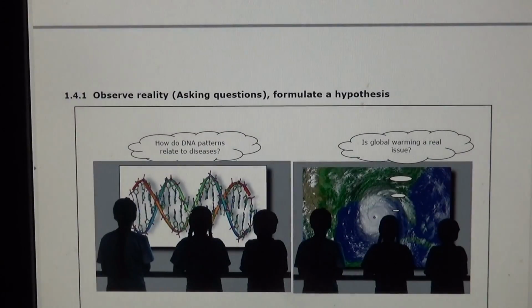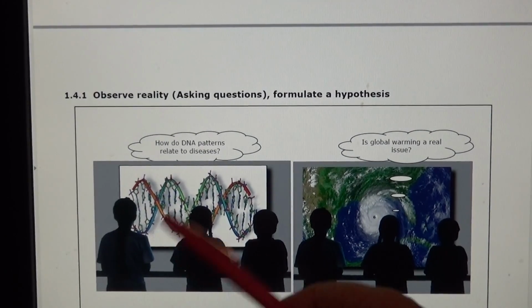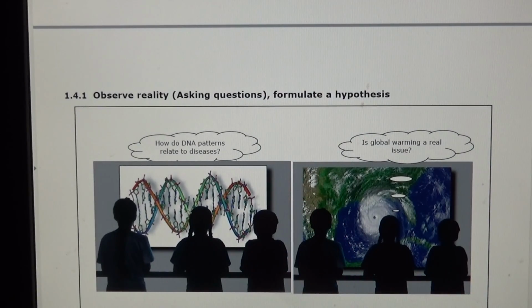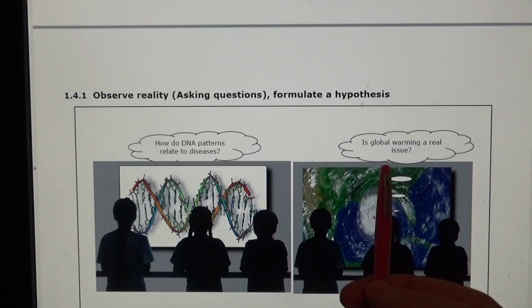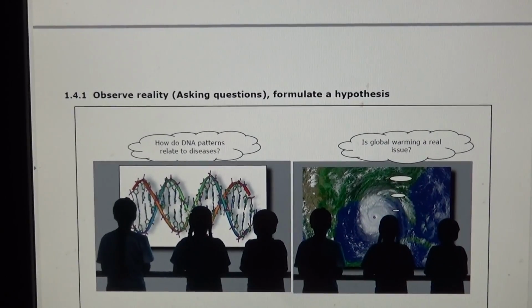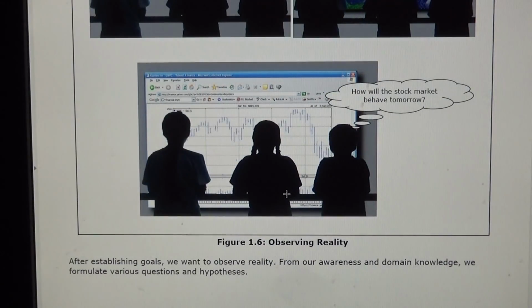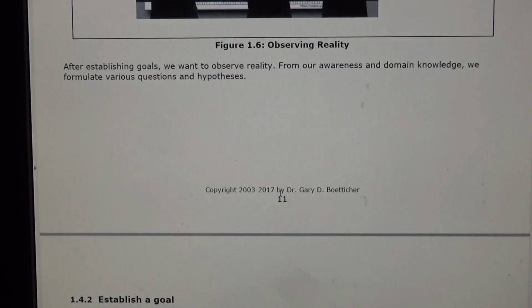So we start out, one of the first steps is observe reality. We ask questions, we formulate a hypothesis. So we might be looking at biological data and say, how does these DNA patterns relate to diseases? And then here's an example of maybe a hurricane in the Gulf. And we might say, is global warming a real issue? Third case, we're looking at financial data. We might say, how will the stock market behave tomorrow? So, an example of observing reality and formulating some questions.